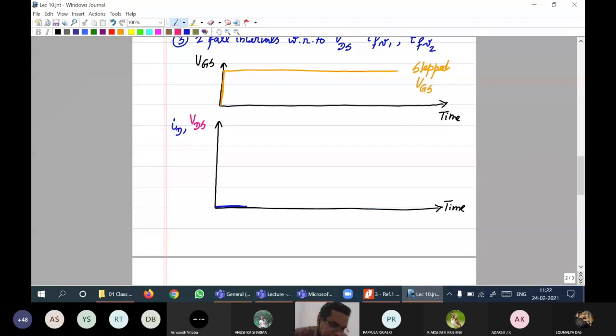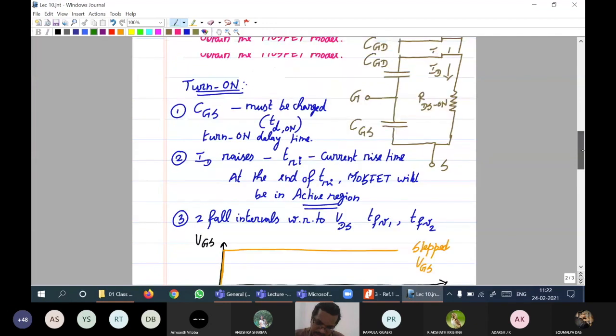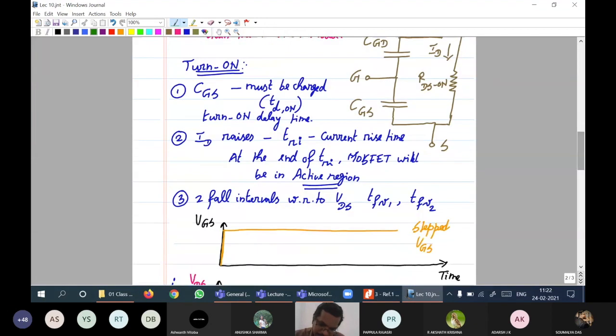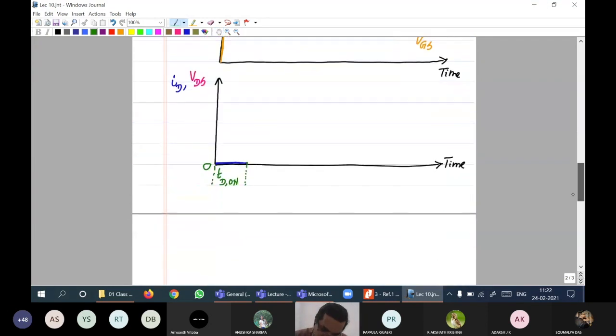So till this time is TD on. This is 0, of course. TD on time, delay time during turn on. I am referring to this turn on delay time. Okay, probably I should write turn on delay time. That is this first time interval. Okay, fair enough. How will VDS be? VDS will simply be a straight line. Nothing happens to VDS. No change at all.